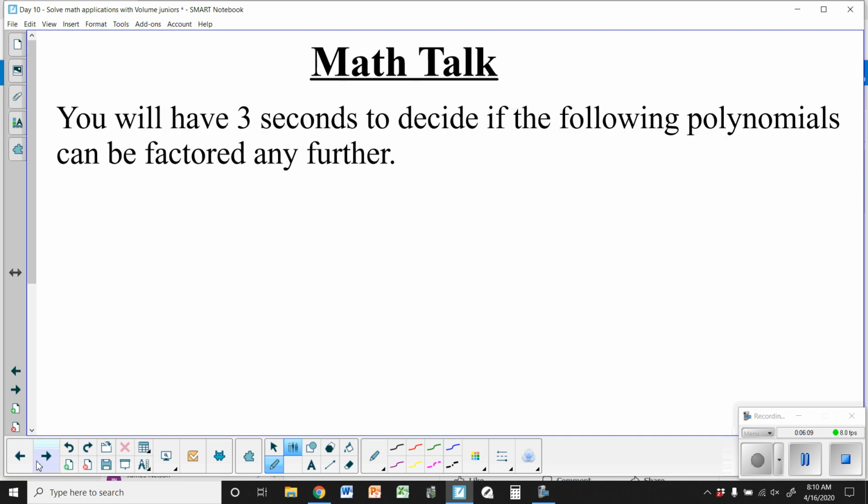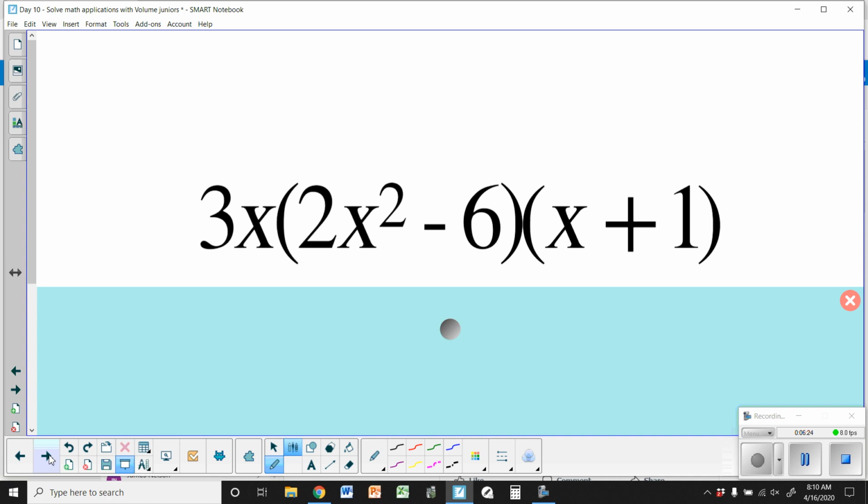Now let's look at our agenda or our math talk here. So what we're going to do is look at some problems. I'm going to give you 3 seconds just to decide, can we factor further? So it's just going to be a sight thing. So let's look at this first one. 3, 2, 1. Yes, you're right.